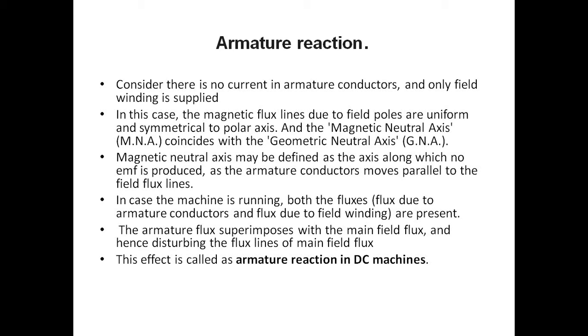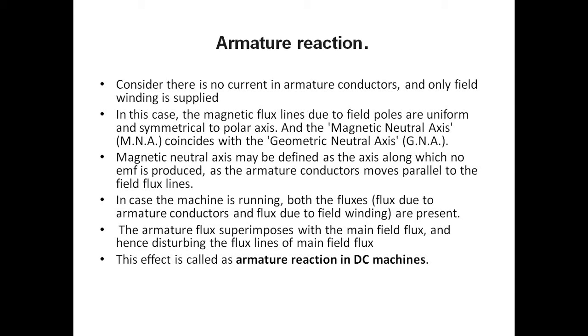Consider there is no current in the armature conductors and only the field winding is supplied. In this case, magnetic flux lines due to field poles are uniform and symmetrical to the polar axis, and the magnetic neutral axis, MNA, coincides with the geometrical neutral axis, GNA. Magnetic neutral axis may be defined as the axis along which no EMF is produced, as the armature conductors move parallel to the field flux lines.